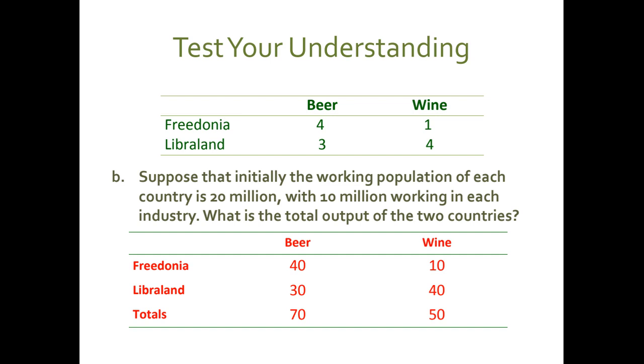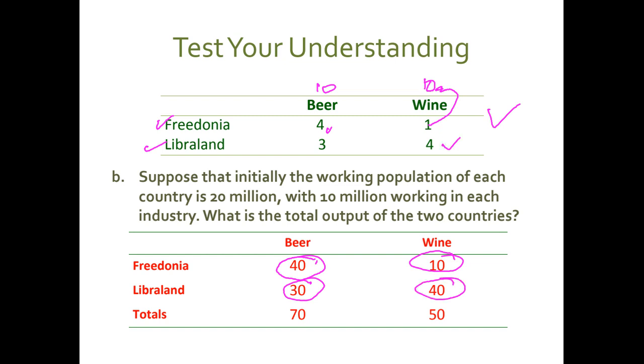Now, what is the total output of the two countries without any trade? Suppose there's no trade, and I have provided you this information again from the previous table so that you can compare. In Fredonia, you have 10 million workers here and 10 million workers here. You know that each worker is producing four cases. So 10 times 4 is 40. So 40 million cases of beer will be produced in Fredonia. And similarly, 1 times 10 is 10 million wine. Similarly in Liberland, 30 million, and 10 times 4 means 40 million.